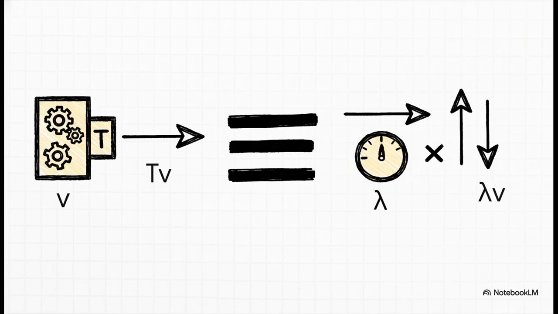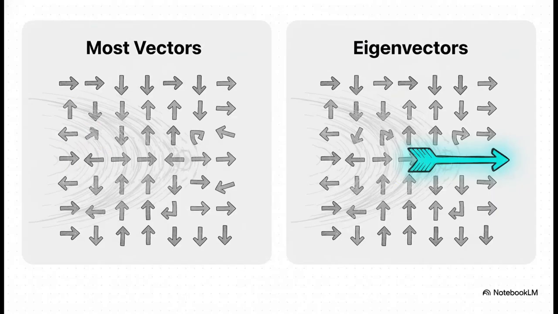And this whole beautiful idea gets boiled down into one simple, elegant equation: Tv = λv. All this is saying is that when you apply some transformation, that's the T, to an eigenvector, that's our v, the result is the exact same vector just scaled by a number, its eigenvalue λ. The transformation doesn't mess with its direction, it just scales it. That's it. So let's really drive this home.